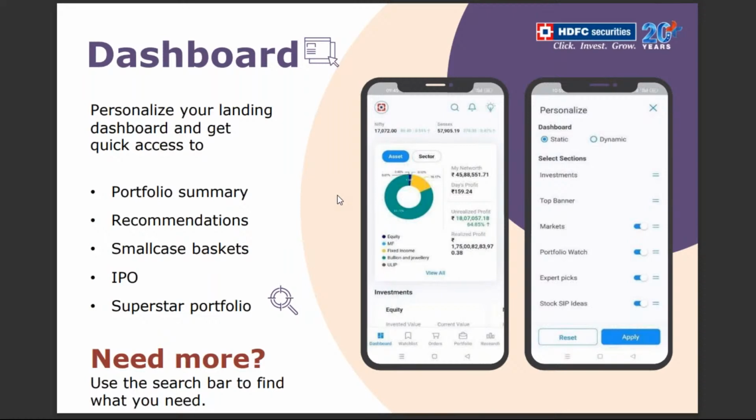It's a handy option for new customers. People who want to create their own portfolio or their own small portfolios can use these smallcase baskets.